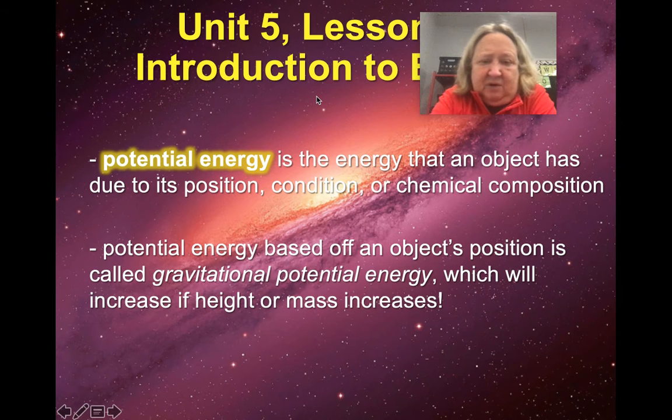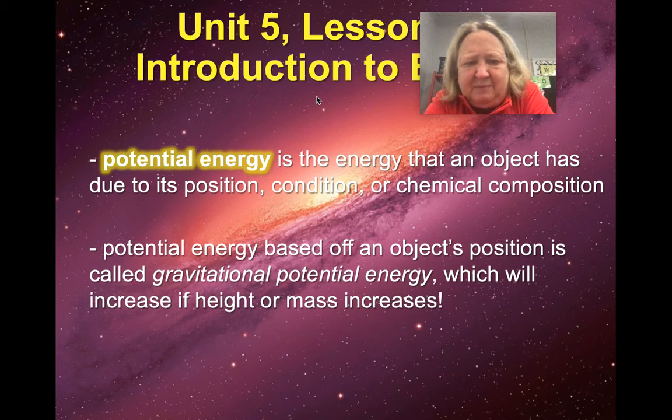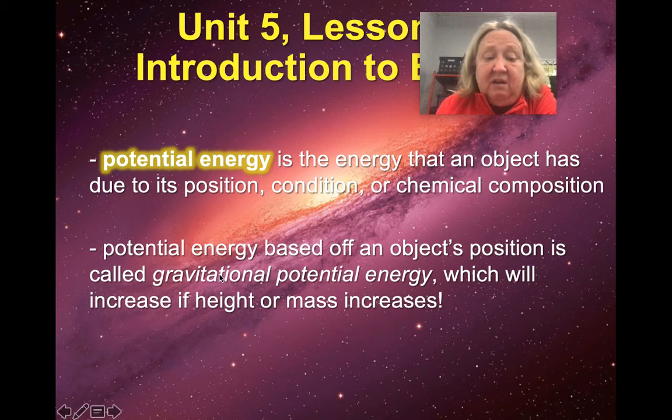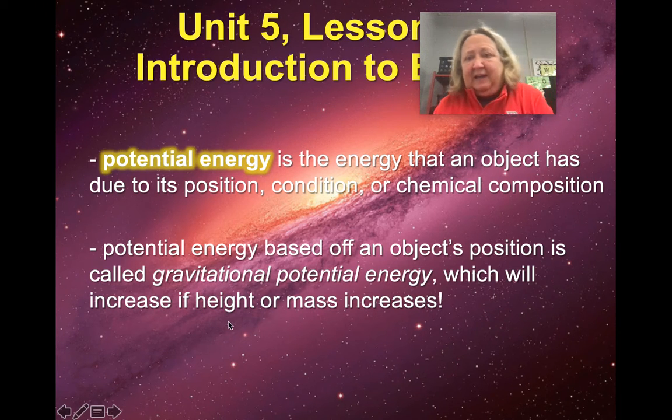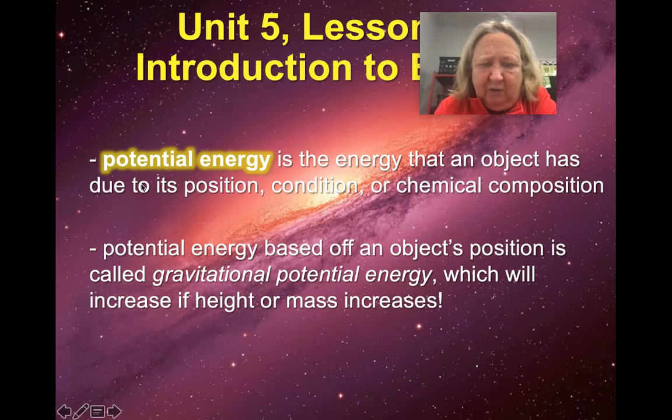All right, so if it's based off an object's position, that's called gravitational potential energy. Think of gravity pulling something down, okay? So if the height goes up, so as you go up a roller coaster, okay, the potential energy is going to go up. It also goes up if mass increases, just like in kinetic.